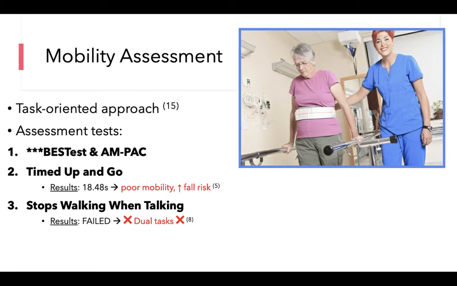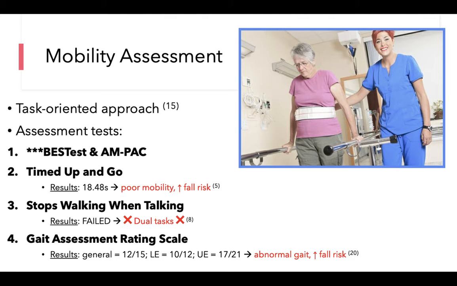Stops walking when talking. This test is done by having Janice start walking, and then mid-gait, I'm going to ask her a question, and if she has to stop walking in order to answer my question, this is a poor indicator suggesting that she can't handle dual task requirements. That ended up being the case, since she failed the assessment when I performed it on her.